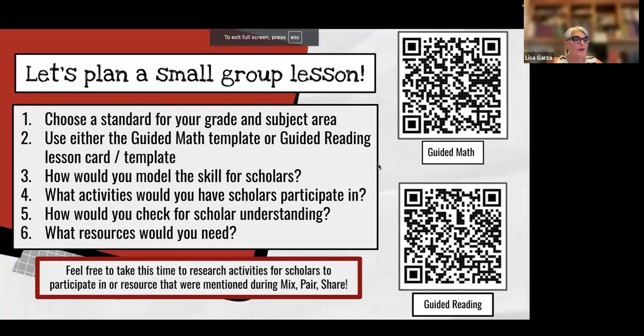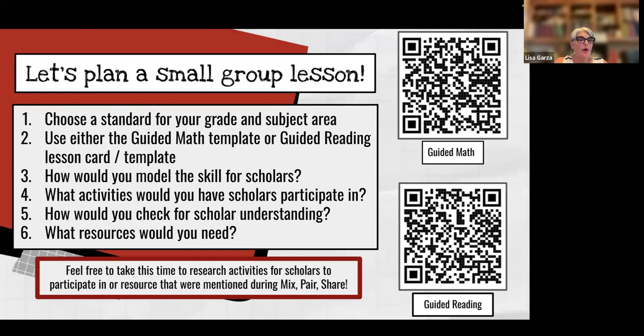All right, so now it's time for you to plan a small group lesson. You are going to choose a standard or skill that you would teach at your grade level. You can scan the guided math QR code for math, social studies, science, or the arts, or anything other than reading, and then scan the guided reading QR code for your ELA lessons.